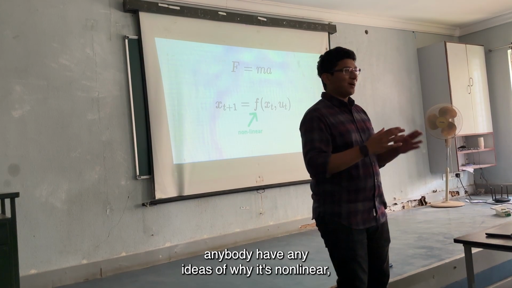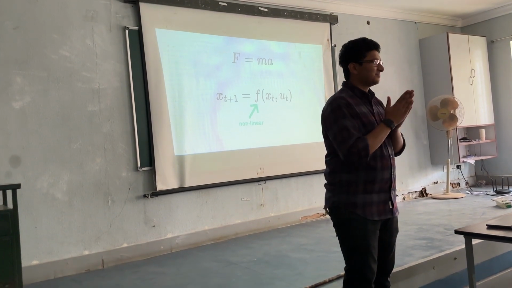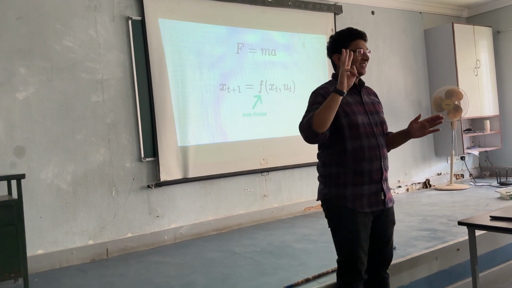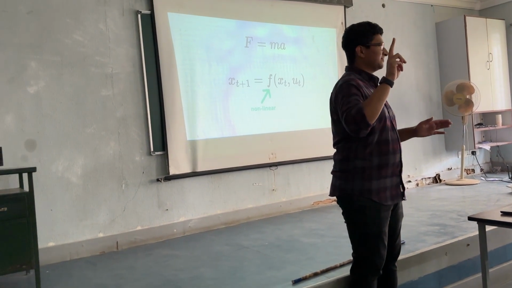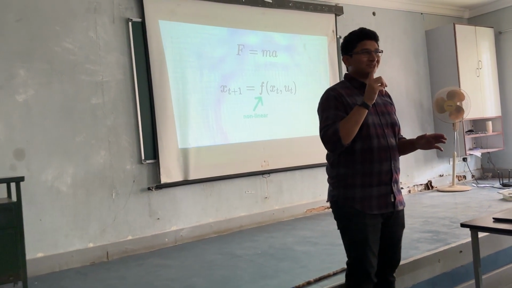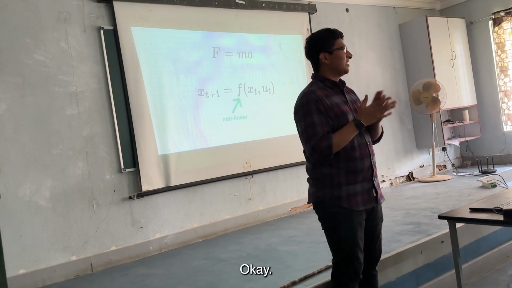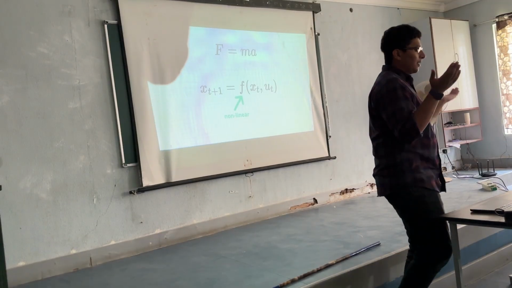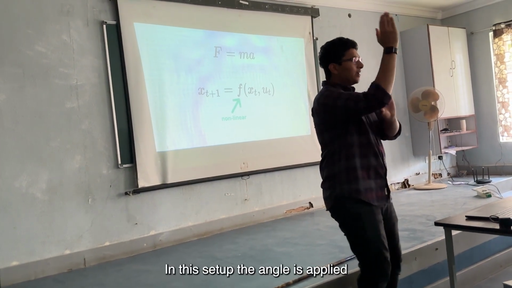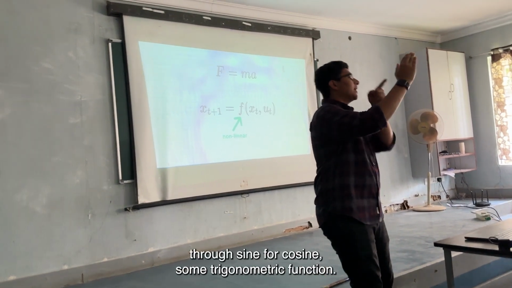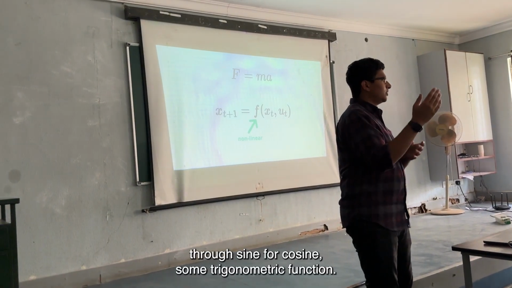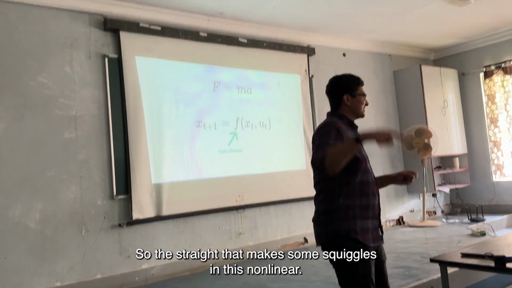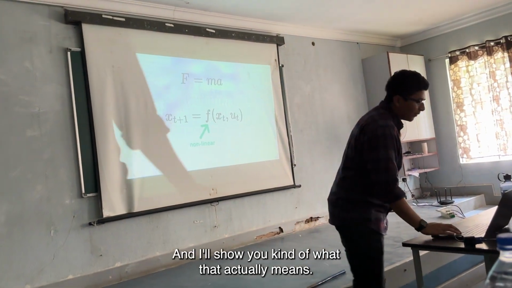Anybody have any ideas why it's nonlinear? Okay, I'll count to 5. Okay. Short answer, it's because of trigonometry. In this setup, the angle is applied through sine or cosine, some trigonometric function. And that's a curvy function, right? It's not a straight function. That makes sense. That's squiggles. And that's nonlinear. And I'll show you what that actually means.